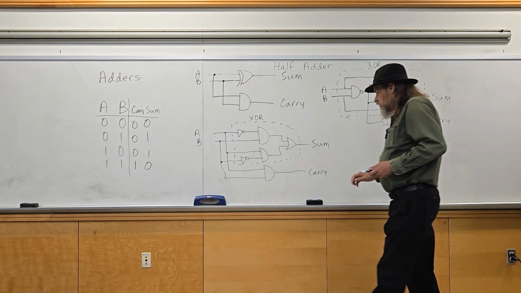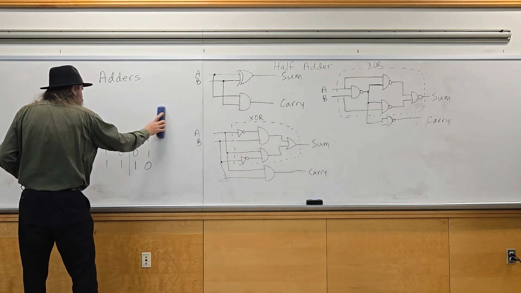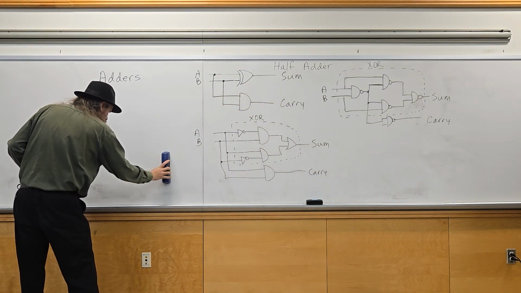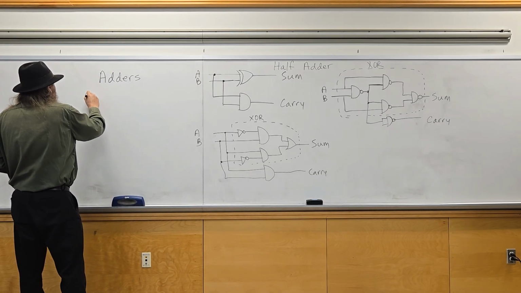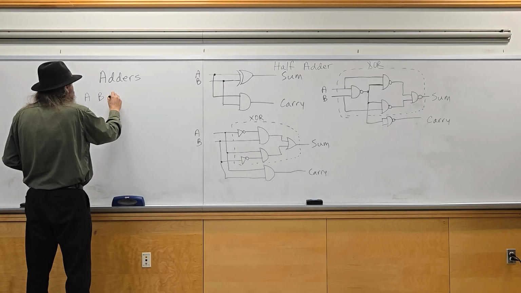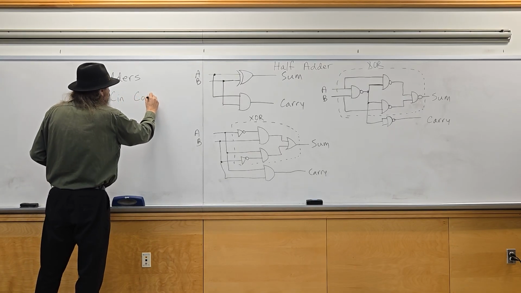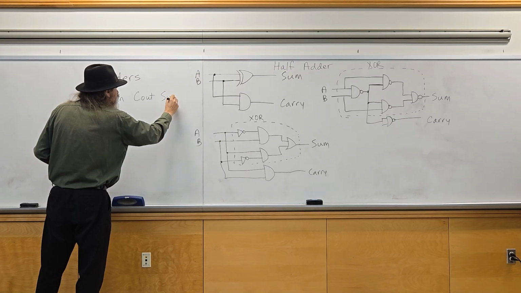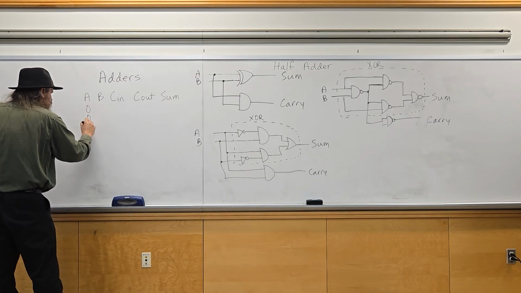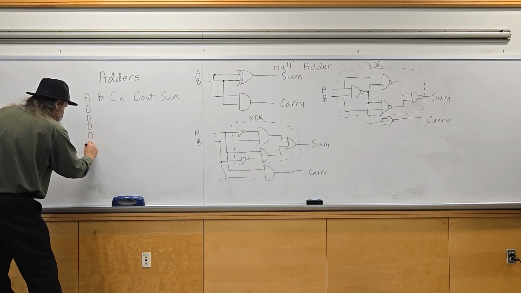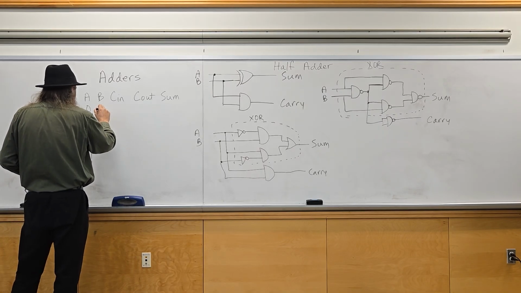Now the full adder takes into account a carry. It's adding 3 bits. So you have A, B, C in, C out, and sum. So you have 3 inputs. So you'd have 8 possible inputs.